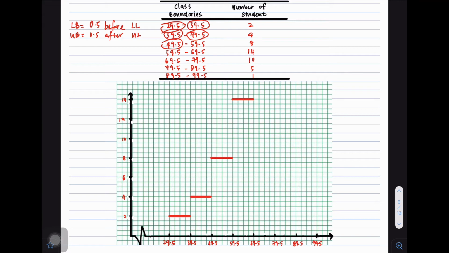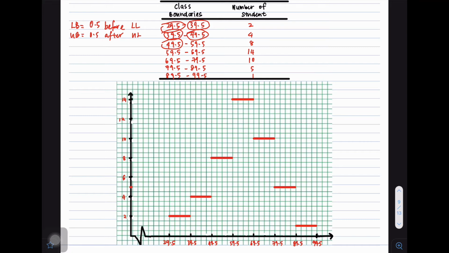So 10 is somewhere here. And then we have the frequency of 5. So 5 is here. Okay, you see, because this one is 4 and then here is 5. Okay, so 5 is here. And the last frequency will be 1. So 1 is somewhere here.